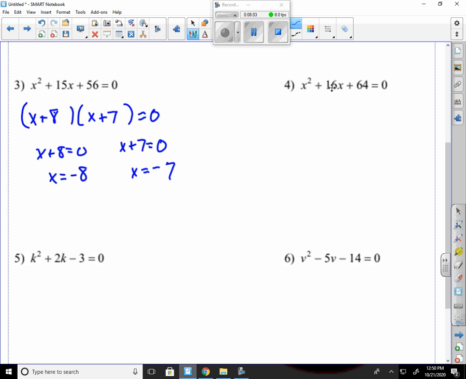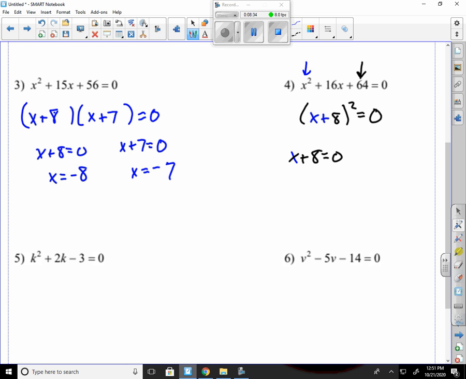Next one. Now, when I look at this one, I see something different about it. As soon as I look at it, I see that this is a perfect square, and so is the 64. 64 is 8 squared, so I know that I can just leave this as x plus 8 squared. That's because this is a perfect square trinomial. If I wanted to check that, I could do 8 times 2, which gives me 16. So I know that that's correct.